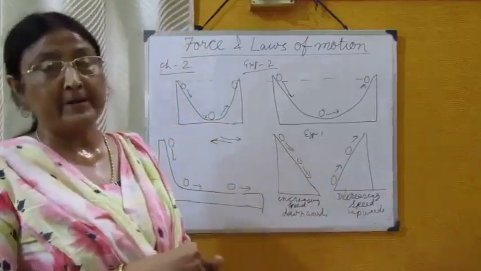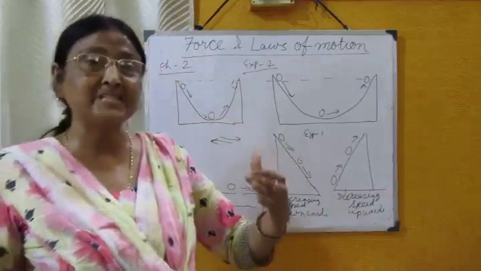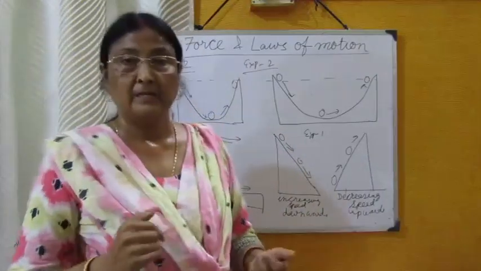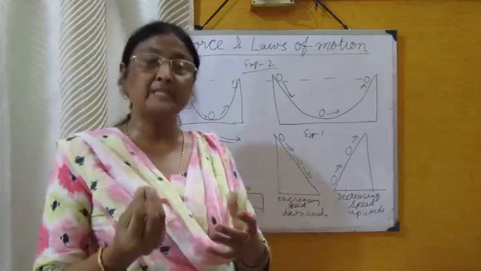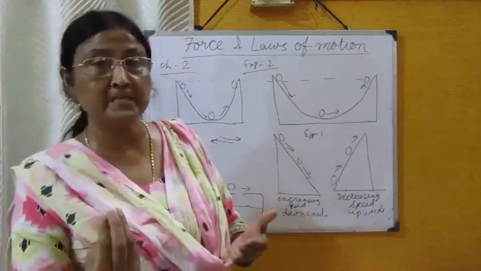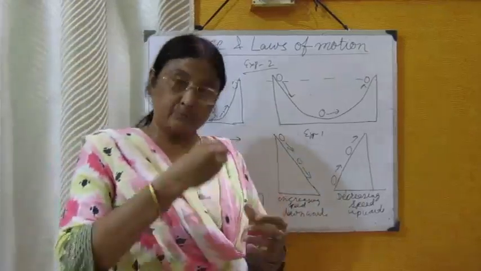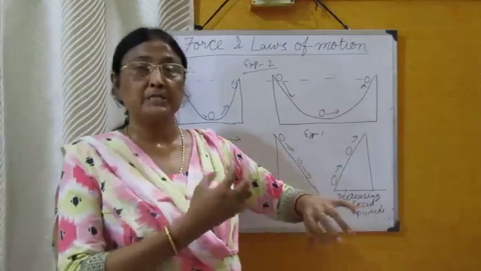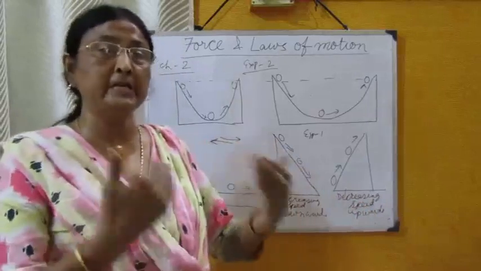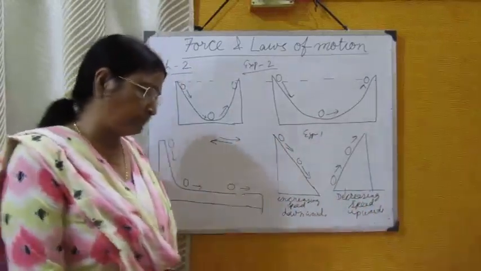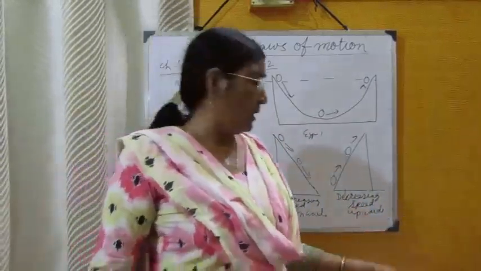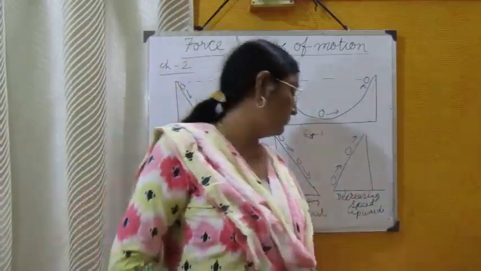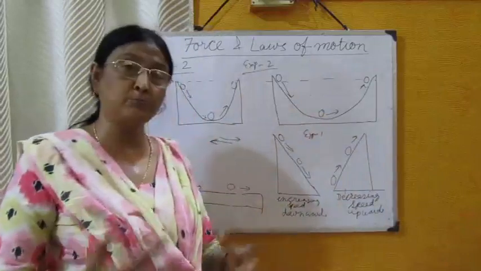So this inherent property which opposes the change of state, where I want to change the state but the object does not want to change, is called inertia. Now, there are two types of inertia: inertia of rest and inertia of motion.